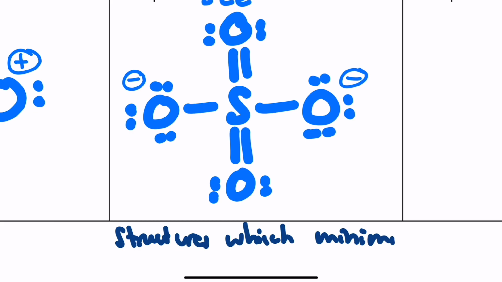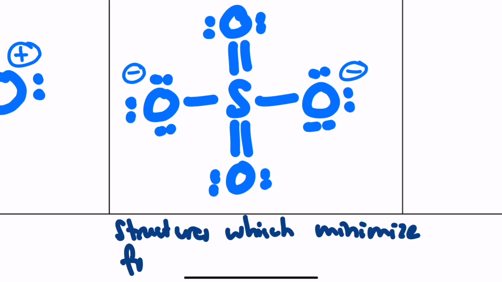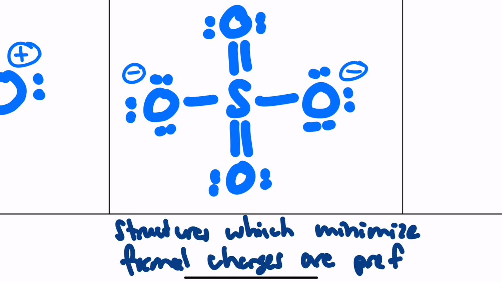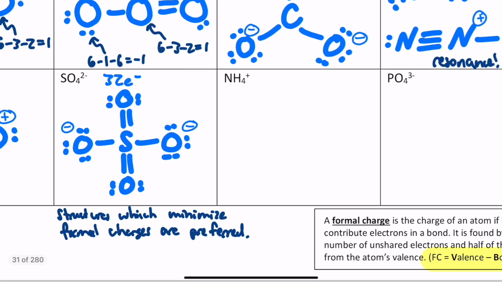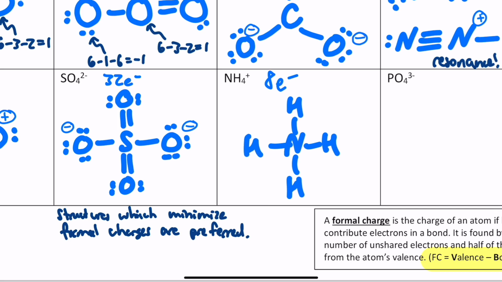Let's write that. Structures which minimize formal charges are preferred. The ammonium ion is a little simpler. There's only 8 electrons, and that's going to be a nitrogen with 4 singly bonded H's. There's going to be a plus on the nitrogen.